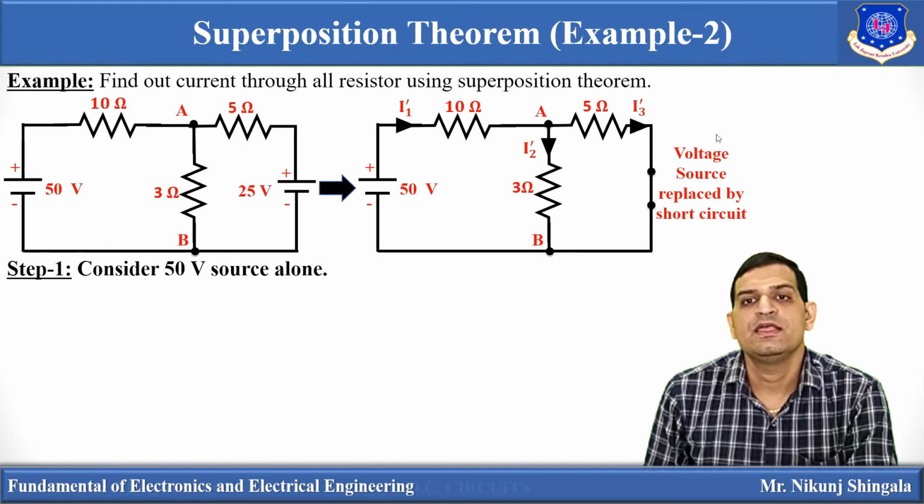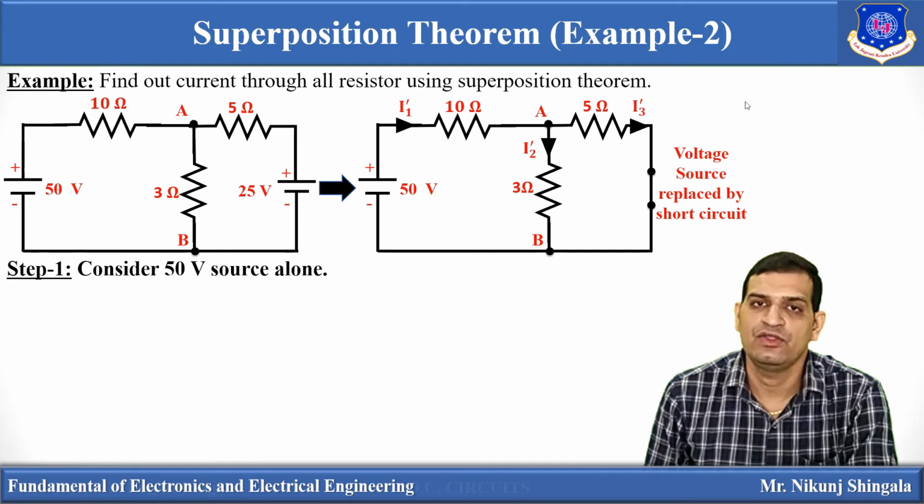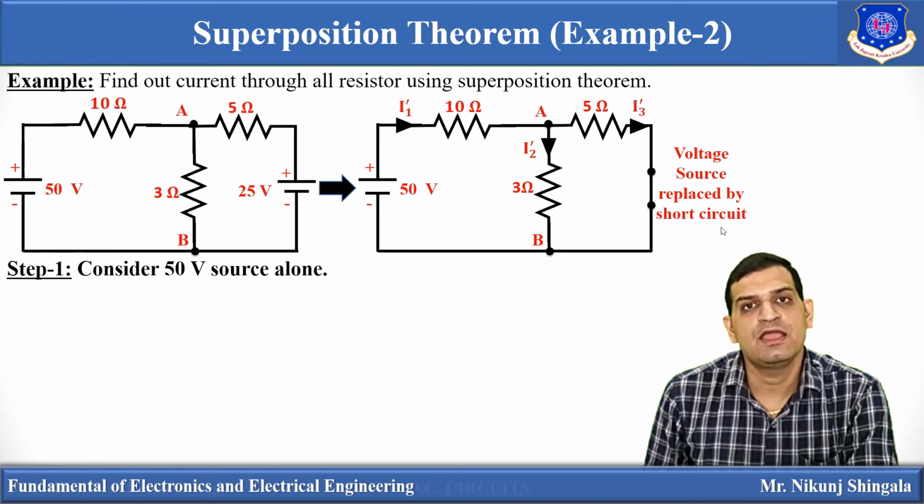The 25 volt battery is replaced by a short circuit. Now the current flowing through 10 ohm is I1 dash, the current flowing through terminal AB, that is the 3 ohm, is I2 dash, and the current flowing through the 5 ohm resistance is I3 dash. Now we have to determine I1 dash, I2 dash and I3 dash, because we have been asked to determine the current flowing through all the resistances.